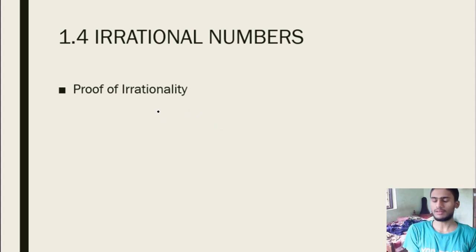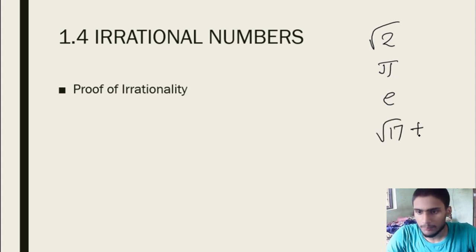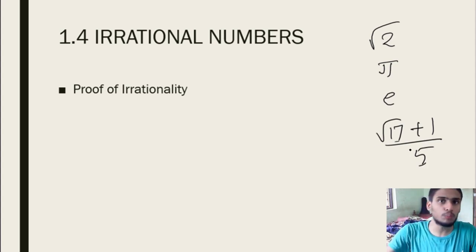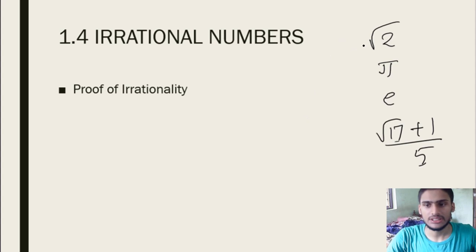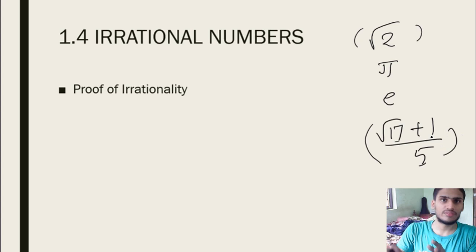Let's move on to the next topic, which is irrational numbers. The only thing that you have to focus on in this part of the chapter is the proof of irrationality. You already know multiple irrational numbers such as root 2, pi, e, and root 17 plus 1 by 5. All of these are irrational numbers. But in this chapter, we are going to learn to prove that numbers such as root 2, or any combination of these numbers, are irrational as well. And that's all we are going to do in this chapter, dealing with irrational numbers.